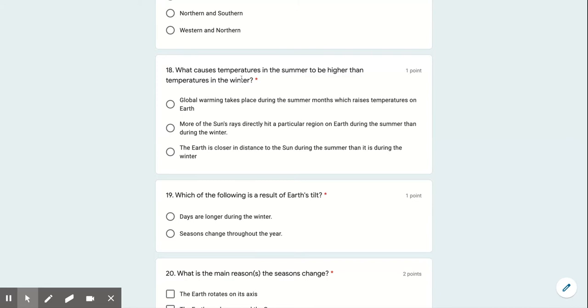18. What causes temperatures in the summer to be higher than temperatures in the winter? Global warming takes place during the summer months, which raises temperature on Earth. The more the sun's rays directly hit a particular region on Earth during the summer than during the winter, or the Earth is closer in distance to the Sun during the summer than it is in the winter.